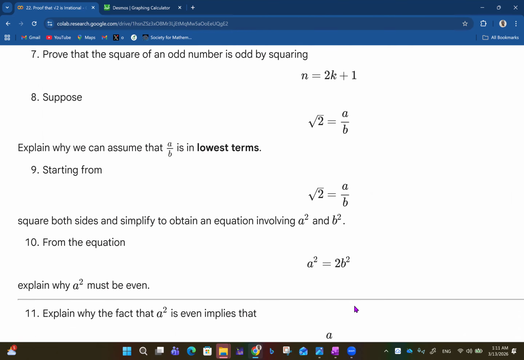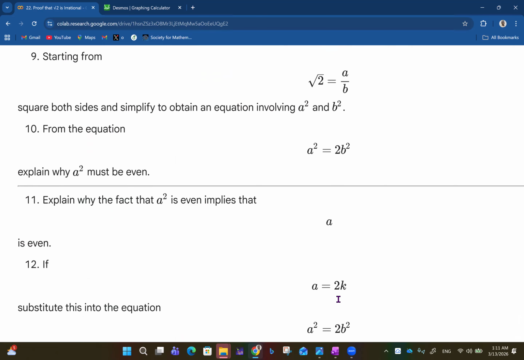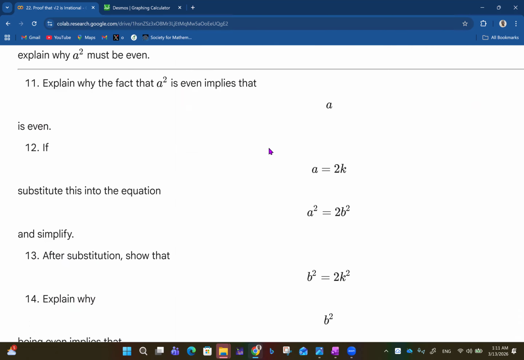So from the equation a squared equals 2b squared, explain why a squared must be even. A squared must be even because it is 2b squared. Whatever b squared is, as far as it is being multiplied by 2, it's an even number, as far as b is an integer. Whether it is even or odd, b squared multiplied by 2 makes it even. Then 11, explain why the fact that a squared is even implies that a is even. Of course, the square of every even number is even, and the square of every odd number is odd, basically.